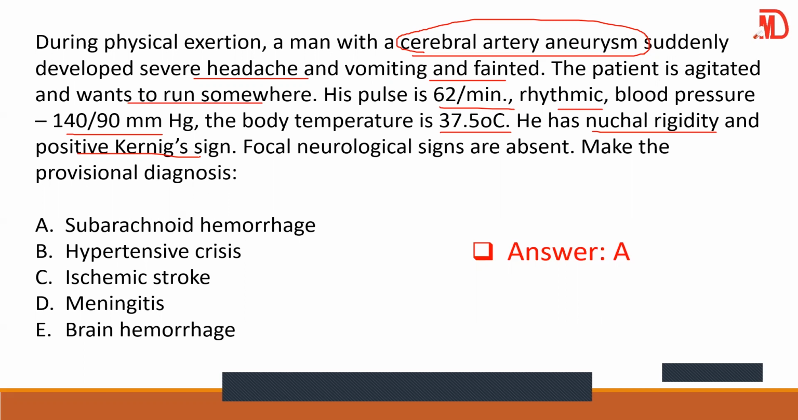Because subarachnoid hemorrhage is a type of brain hemorrhage, as simple as that. That's why I've said if you choose brain hemorrhage, you can be correct. I mean, in real life, you are correct. But for purposes of exams, we'll go in for the subarachnoid hemorrhage, because that is what we are looking out for.